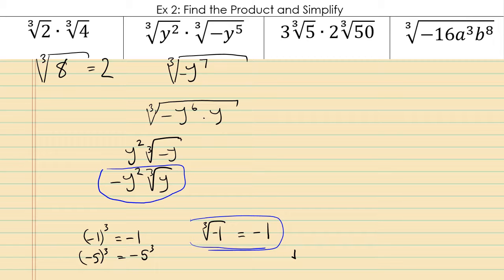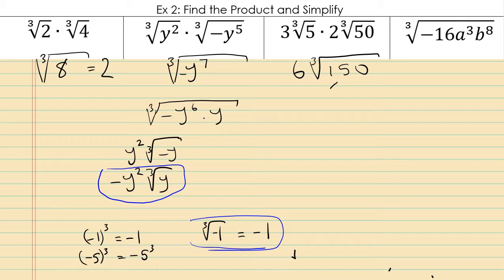Now, on the next one, we have 3 times 2 multiplied together, 6, outside with outside. Inside, 5 times 50 is 150. We are going to try to find factors of 150, and somehow, hopefully, we will see some perfect cubes among those factors. 150 is 15 times 10.